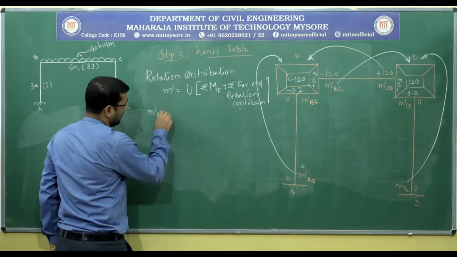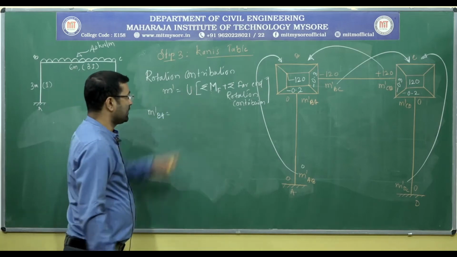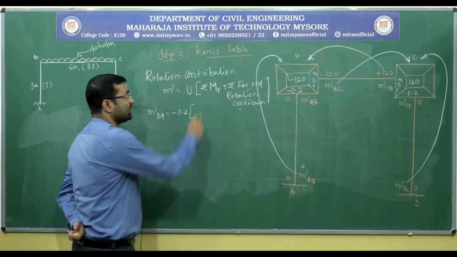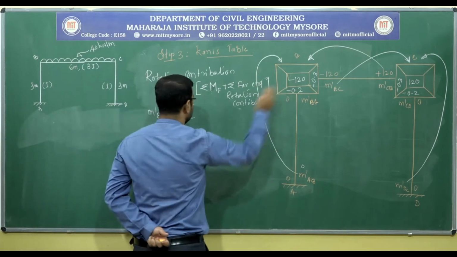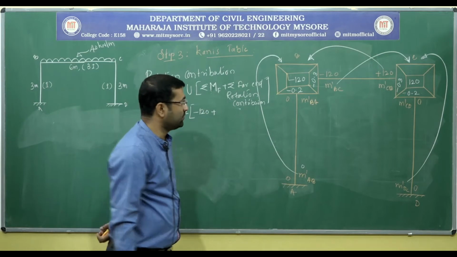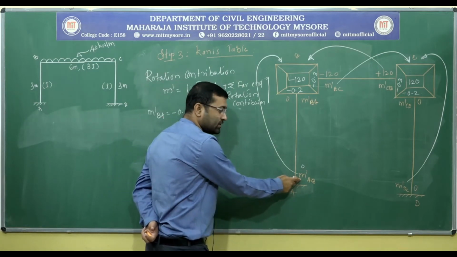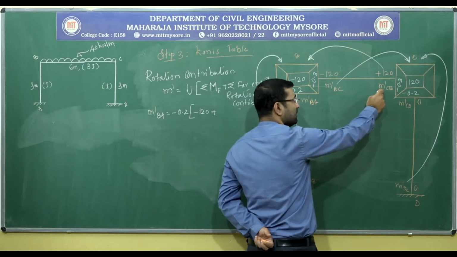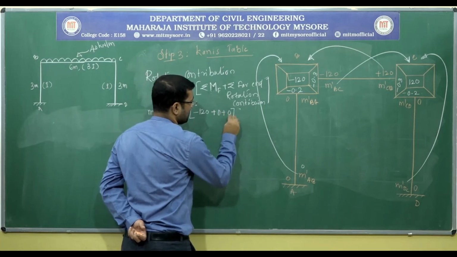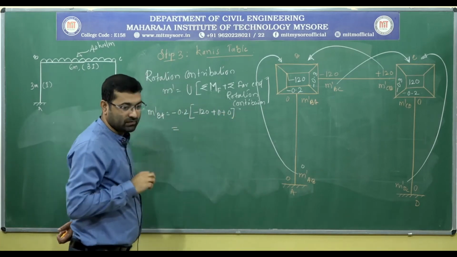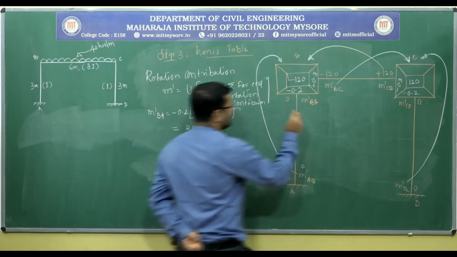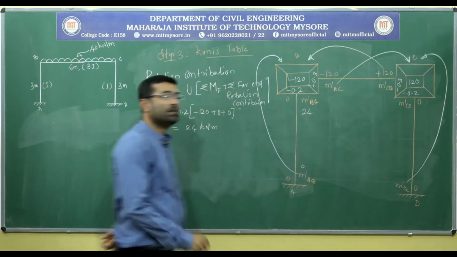M dash BA is equal to the rotation factor, minus 0.2, into the sum of fixed end moments, minus 120, plus the far end rotation contributions. The far end rotation contributions are m dash AB, which is 0, and m dash CB, which we have not calculated yet, so it is also 0. So it is 0 plus 0. This gives us a value of 24 kilonewton meter. So this is 24, right?